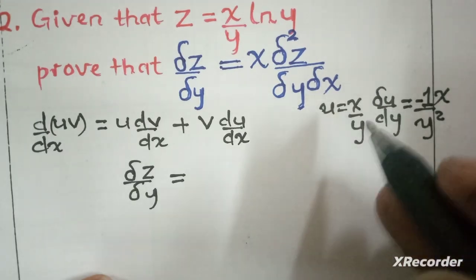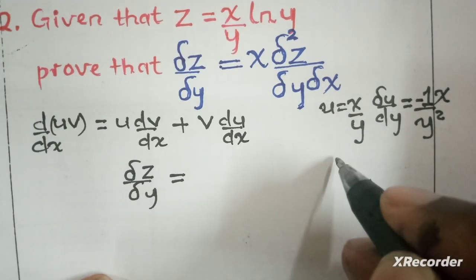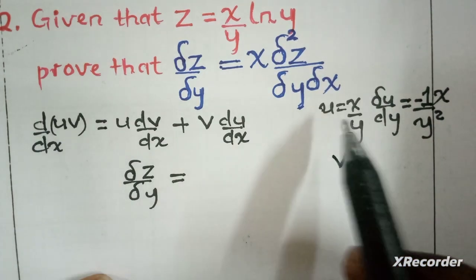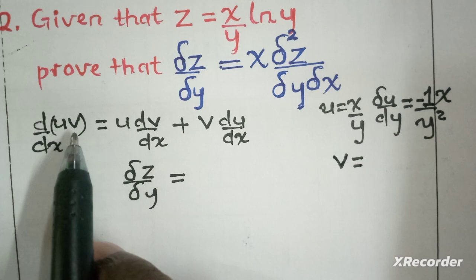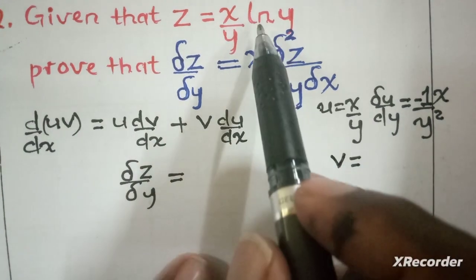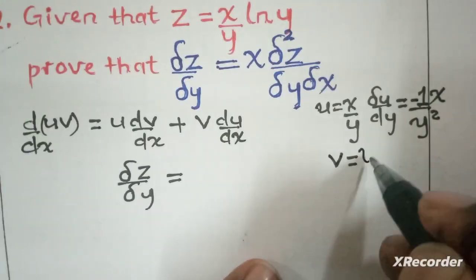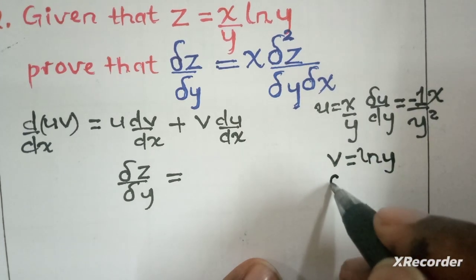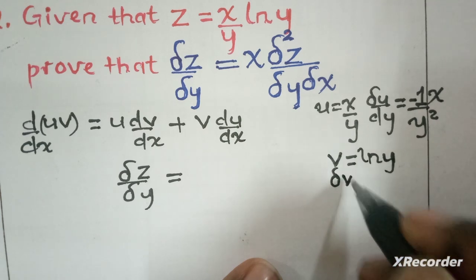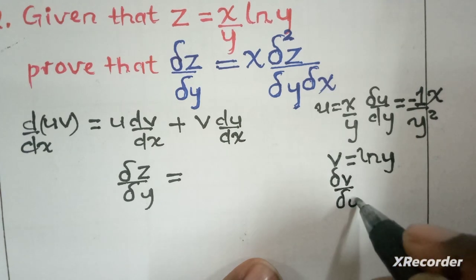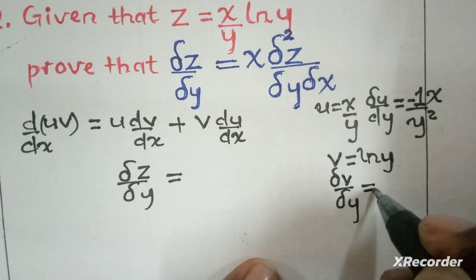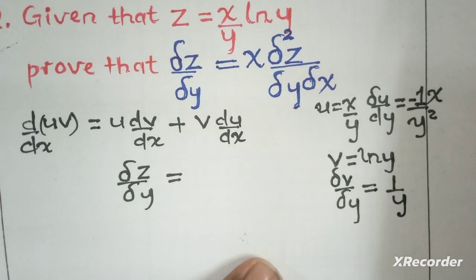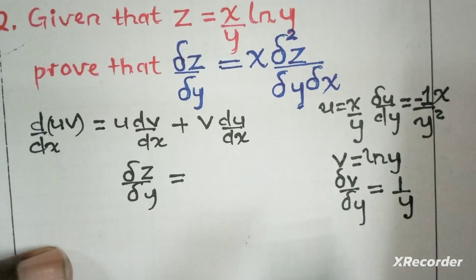Then we can say we talk of v. Let me write v here. V now is going to be, the first one is u, we have v. The v is now going to be ln y. So that now partial differentiation of v with respect to y, this one now is going to give us 1 all over y, like that. So this is the product rule.